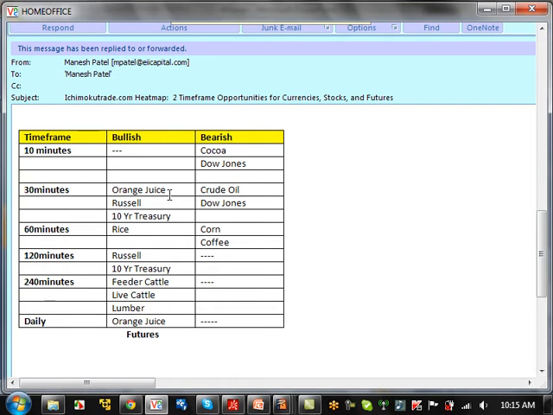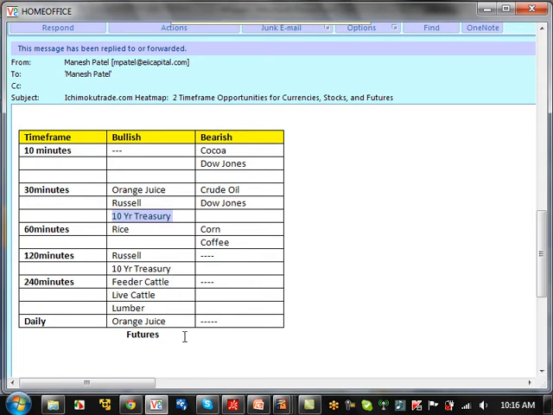These are opportunities there, but they have to break the last support or resistance in order for the trend to start. If you're looking at bullish, it's got to break the last resistance value, which is typically a pivot high. So your entry will be the last pivot high plus a couple of points, and that would be the entry for orange juice. Also, you have the 10-year Treasury note futures here on the 30-minute and also the 120.